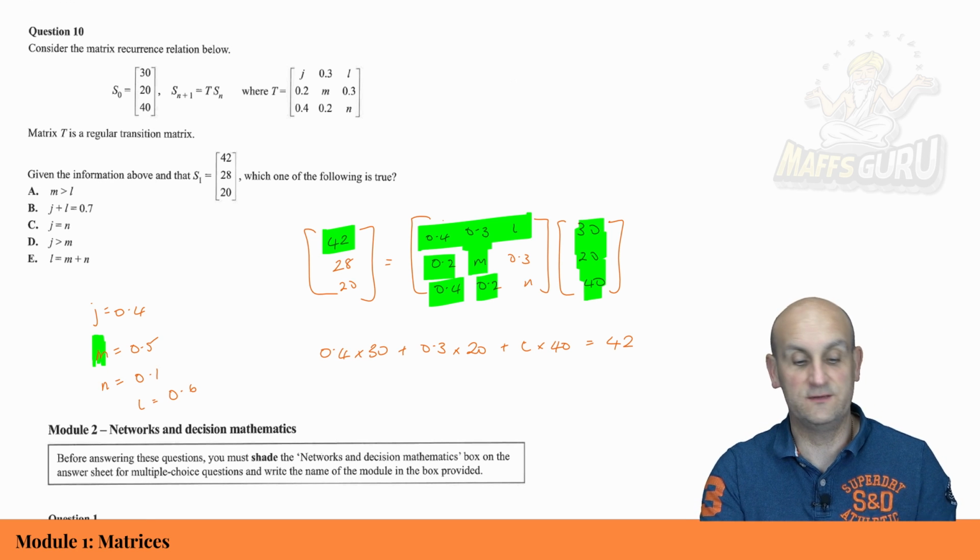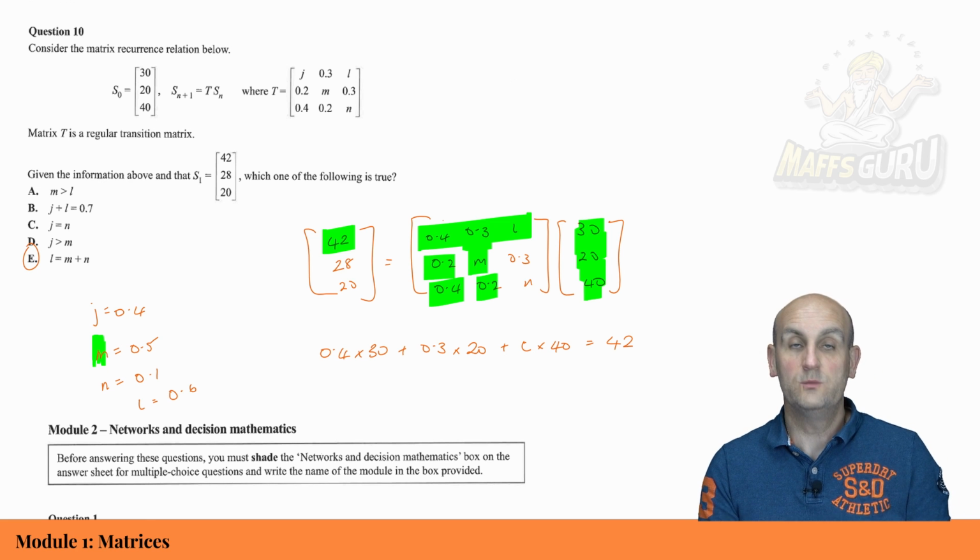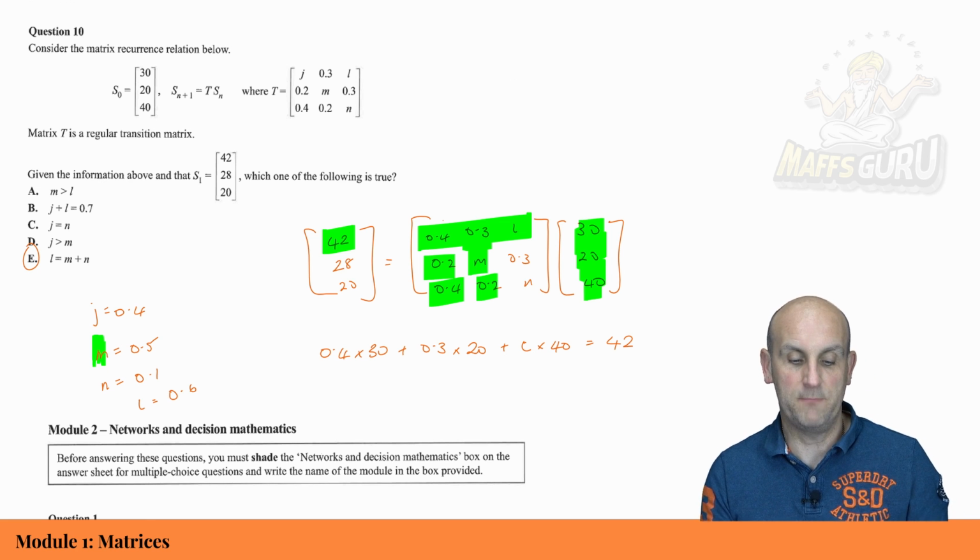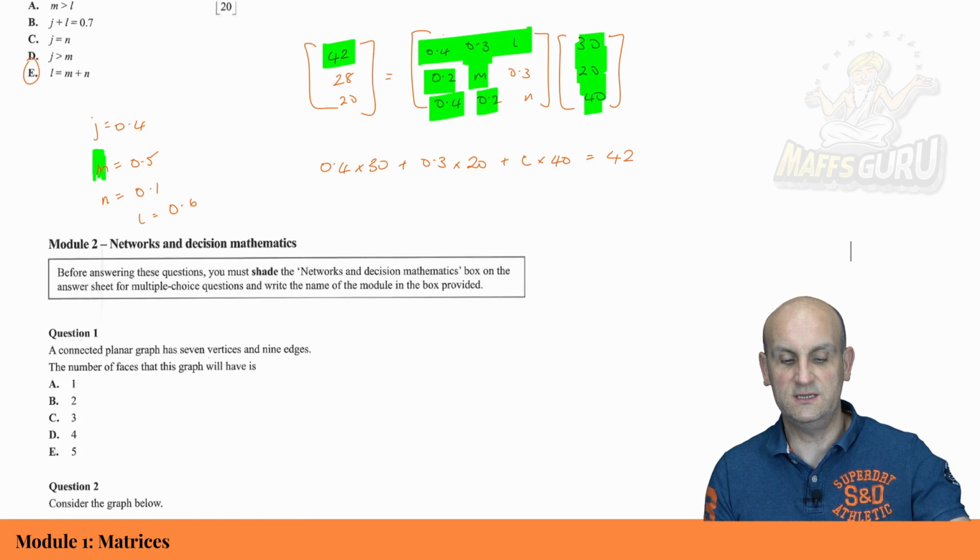And then working through each of those, the only one that was true was that L was equal to M plus N, which it does. And there we go. And that was matrices.